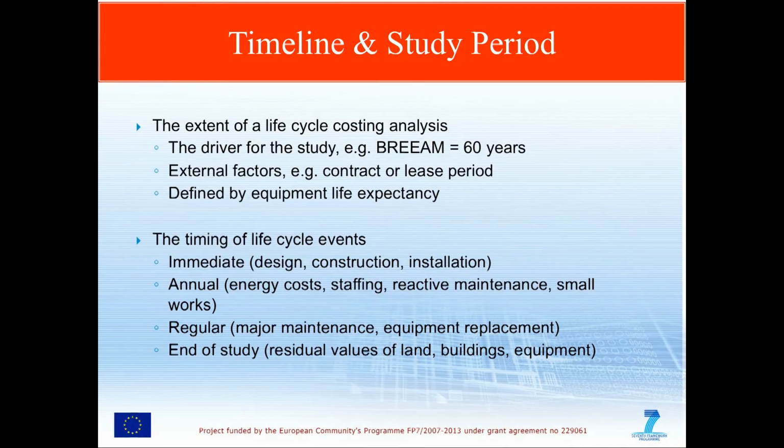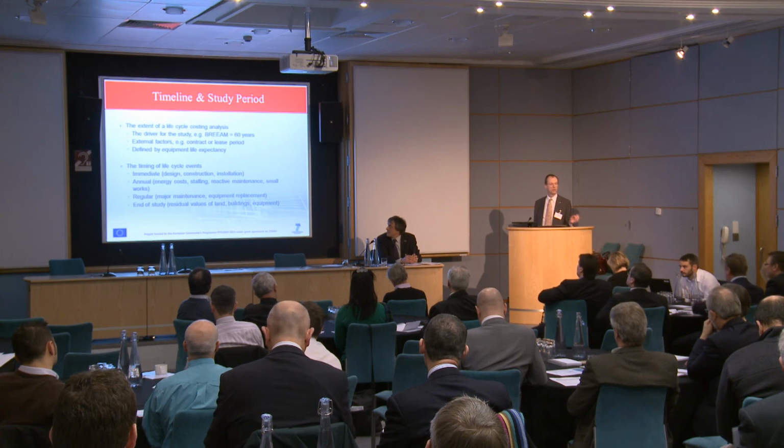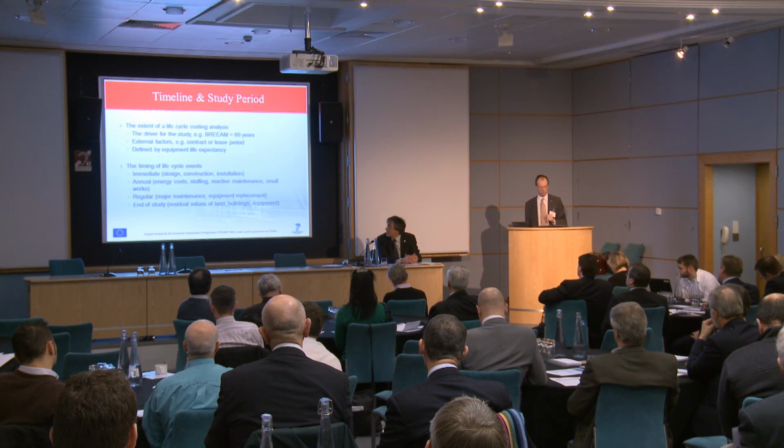For example, we'll have annual cost activities like energy or staffing or reactive maintenance. We might have regular or periodic single items of expenditure which happen when you need to undertake a major refurbishment or indeed a replacement of equipment. Again, linking back to what is the life expectancy of that particular piece of kit, and we'll come on again to think about how comfortable we are with some of those figures that we find in the references that we can look up.